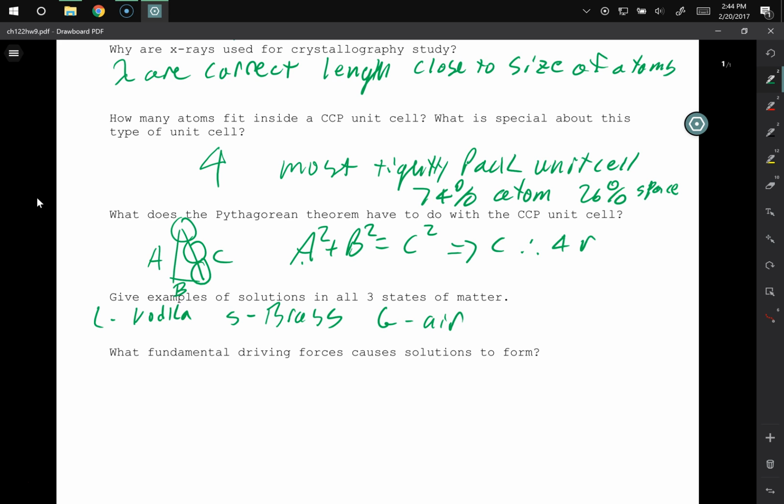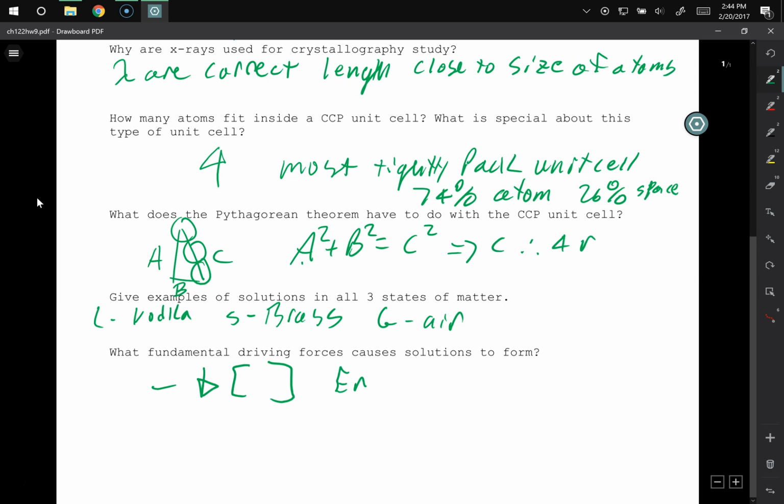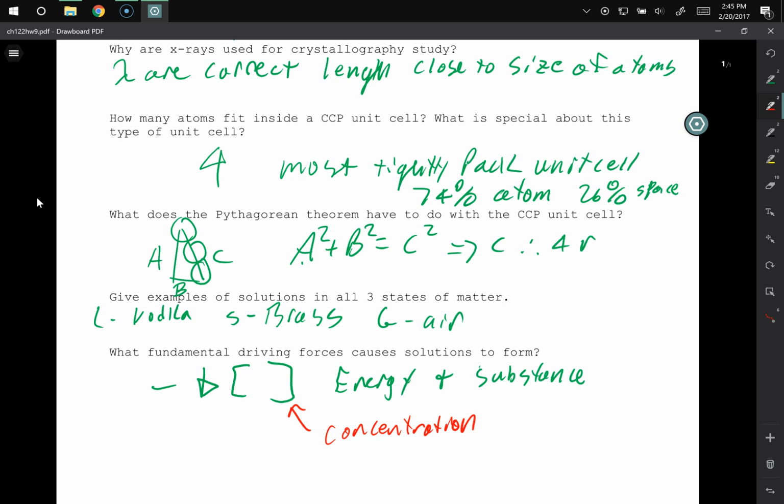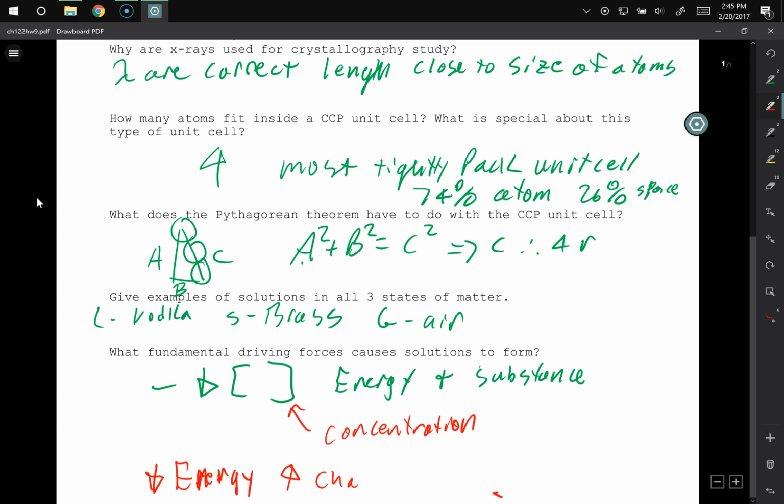Fundamental driving forces behind these solutions being formed. Increase in disorder. This is chem for concentration. Is that brackets? Yeah. You put brackets around anything, it automatically means moles per liter, so you don't need to actually include the capital M unit. So we want less energy, and we want more chaos.